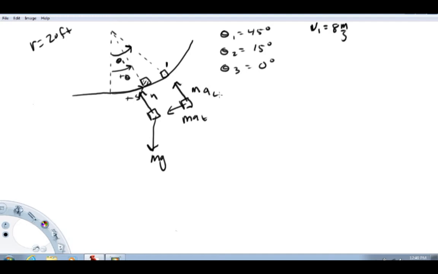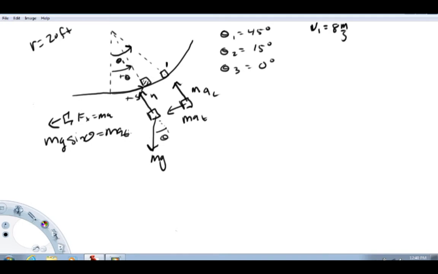So when we write our Newton's second law equations for this problem, sum of all forces in the x direction equals MA, calling this way the positive x direction in the tangential direction. So that's going to be mg sine theta equals ma. And it's important to note that that a is the tangential acceleration.